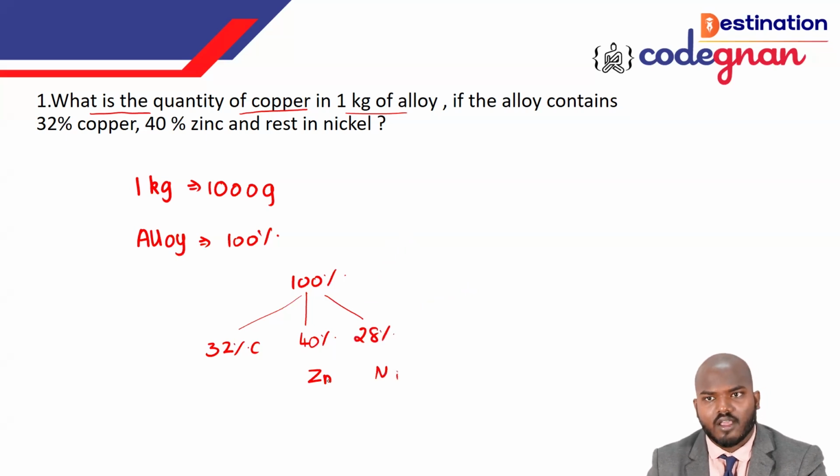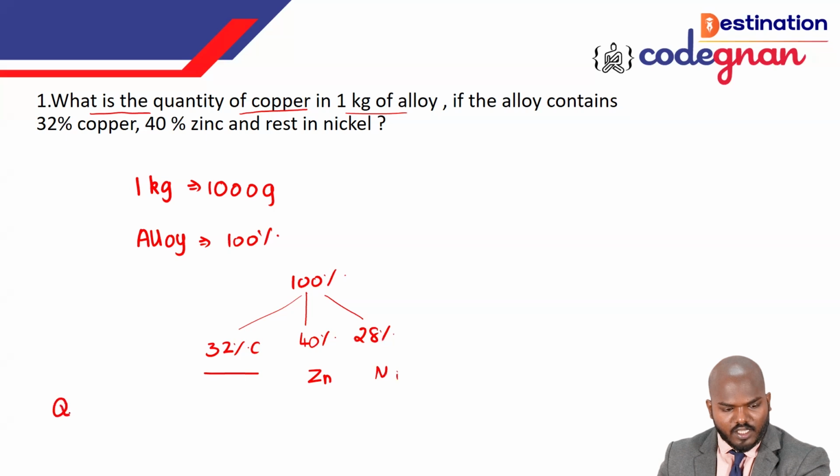So they are asking, among the alloy, what is the quantity of the copper? That is the question they are asking here. Okay, so for the quantity of the copper, we are going to use the ratio and proportion concept. The ratio and proportion means you see this one, 32.